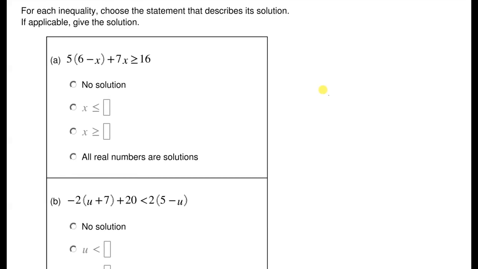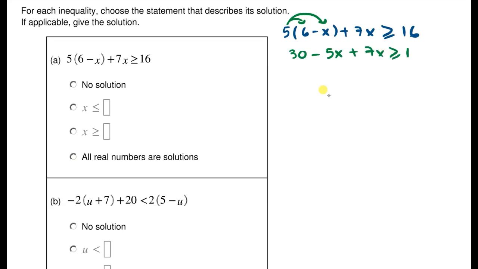Number 16. For each inequality, choose the statement that describes its solution. If applicable, give the solution. So we're going to look at problem A. 5 times 6 minus x plus 7x greater than or equal to 16. So when you see the parenthesis, the first thing we want to do is distribute 5. 5 times 6 is 30. 5 times x is negative 5x, plus 7x greater than or equal to 16.